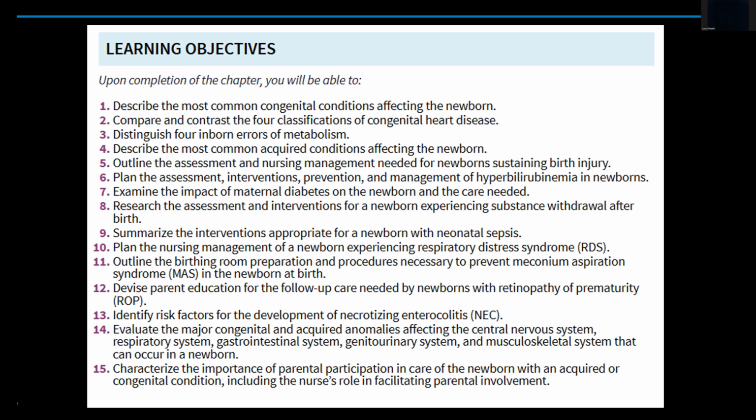Evaluate the major congenital and acquired anomalies affecting the central nervous system, respiratory system, gastrointestinal system, genitourinary system, and musculoskeletal system that can occur in the newborn. Characterize the importance of parental participation in care of the newborn with an acquired or congenital condition, including the nurse's role in facilitating parental involvement.